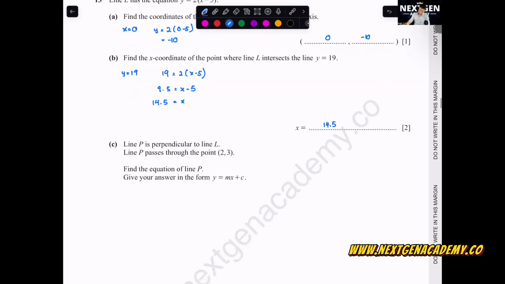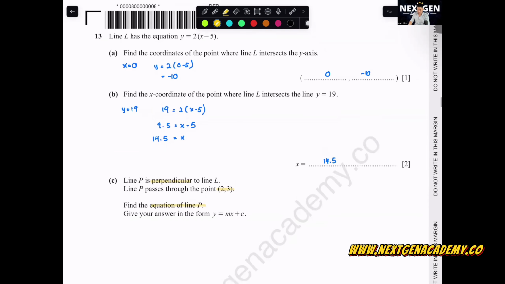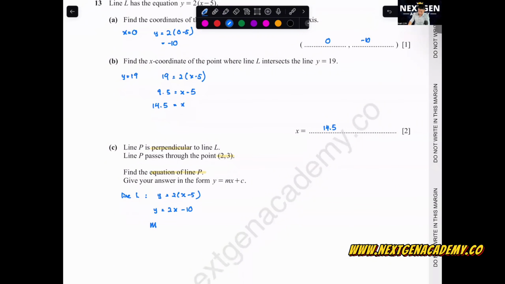Okay, question C. The line P is perpendicular to line L. Line P passes through the point 2, 3. Find the equation of line P, give it in the form y equals mx plus c. Okay, first thing, since it is perpendicular, we don't have another 2 points. We only got 1 point for this line P here. So we need to find what is the gradient of line L first. So line L, okay, this is what we write first. Line L, y is equal to 2 bracket x minus 5, y equals to 2x minus 10. Okay, so the gradient here for line L is equals to 2. We just use this one, the mx value.